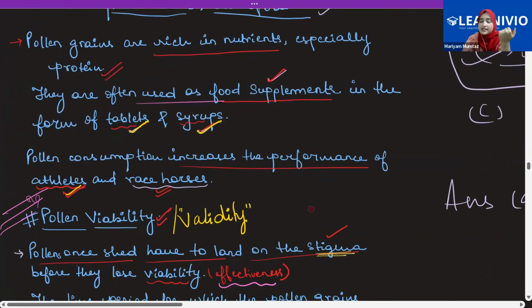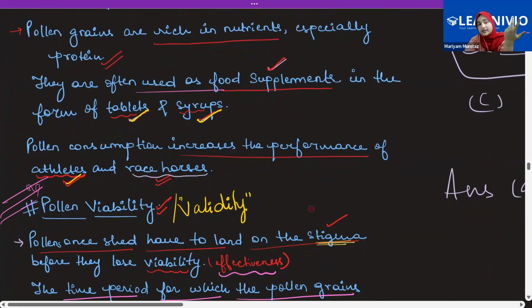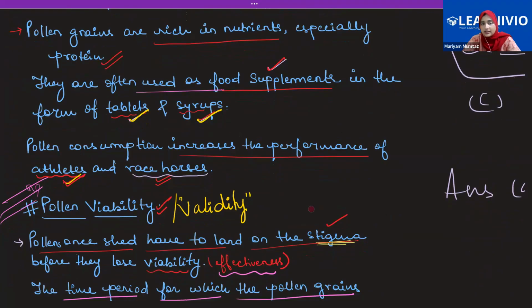Now the thing with pollen is that since they are the gametes, they are extremely rich in nutrients, especially proteins. So many people eat the pollen grains. The pollen grains are used as food supplements in the form of tablets and syrups. Why? Because it increases performance. In the same way, pollen consumption increases the performance of athletes and racehorses.